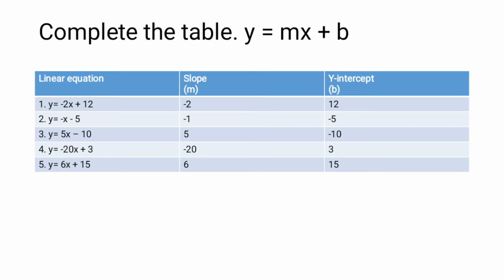Next is the slope-intercept form, or y equals mx plus b. Let's have example number 3, y equals 5x minus 10. So the slope here is positive 5, while the y-intercept here is negative 10.